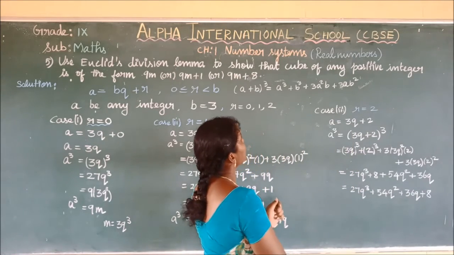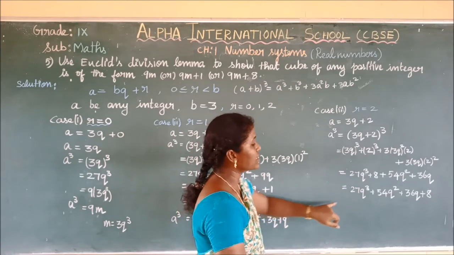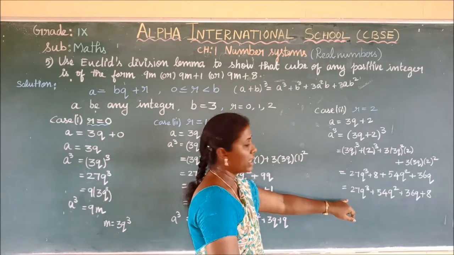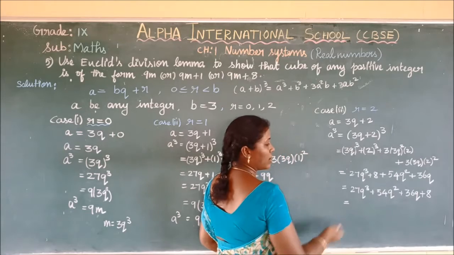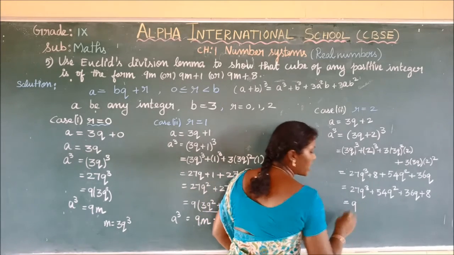See, I have to express in the form of 9m plus 8. See, already 8 is there. See the first three variables, they can be divided by 3. So take here, you have to write in the form of 9m plus 8. Is it possible to take 9 common?